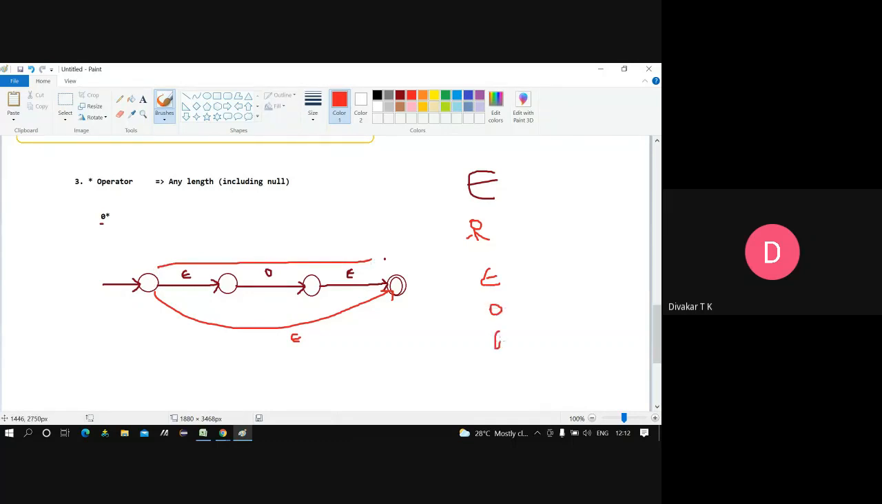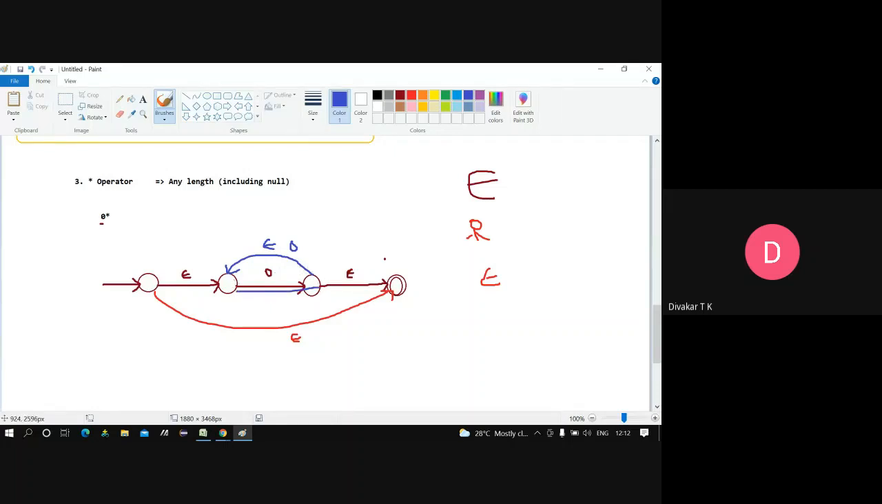Sir, I want to read 2 zeros. What am I supposed to do? Here it is not possible to read 2 zeros as of now. If you want to read 2 zeros, understand carefully. From this state to this state, I'm just sending the epsilon symbol, the null symbol. Why can you not send 0? Because this is 0, this is 0, 2 zeros, 3 zeros.